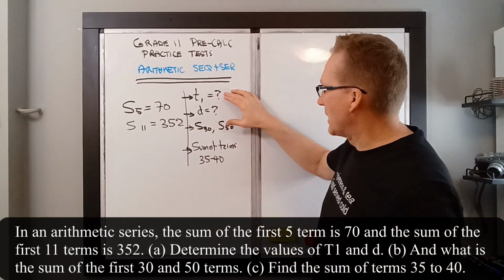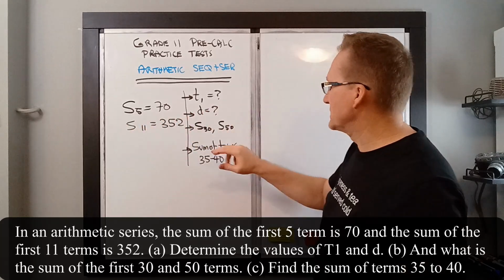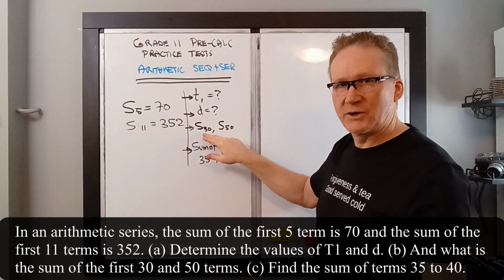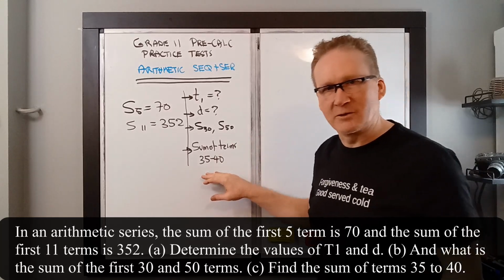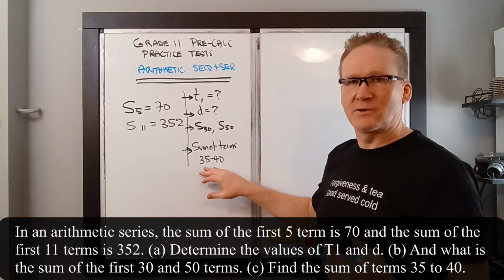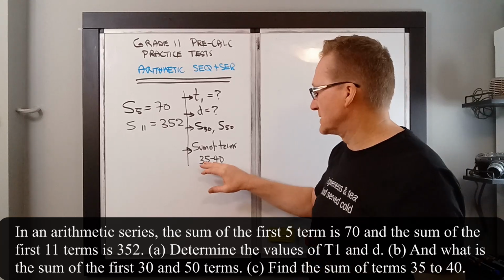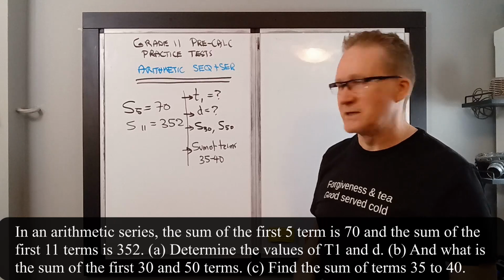The first term, T1, or A for some of you, D, or the common difference, and then the sum of the first 30 terms, the sum of the first 50 terms, and also a more complicated question, and that is, what is the sum of the terms between 35 and 40? This is a more complicated question. We're going to deal with it and get some formulas to help you.